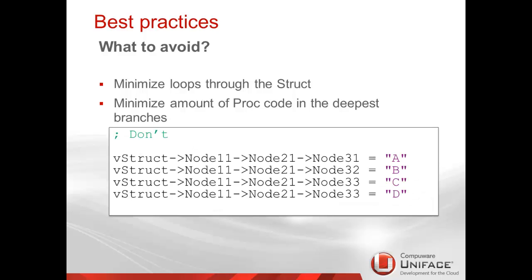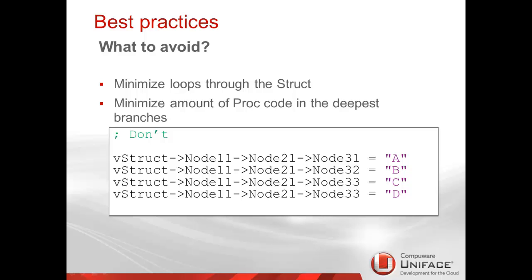What does this mean? You can see here an example. In each instruction, Uniface has to go from the highest level, from the root node, down to node 1.1, 2.1. On the lowest level, we're assigning a value to it. And for each instruction, Uniface has to go through the whole struct, starting at the top, going down level by level by level. This is not very efficient.